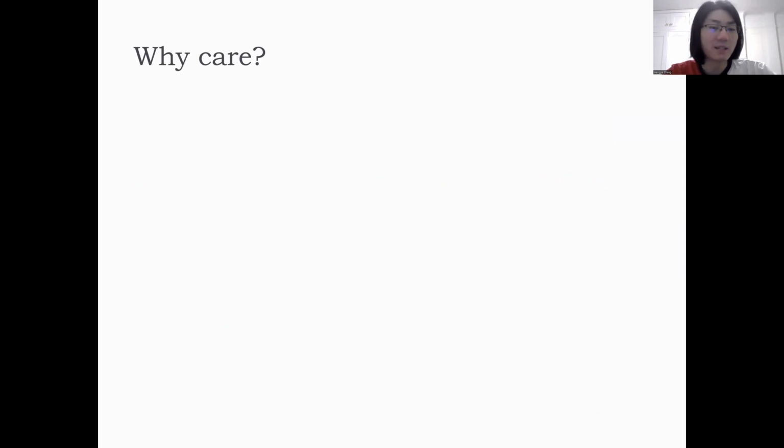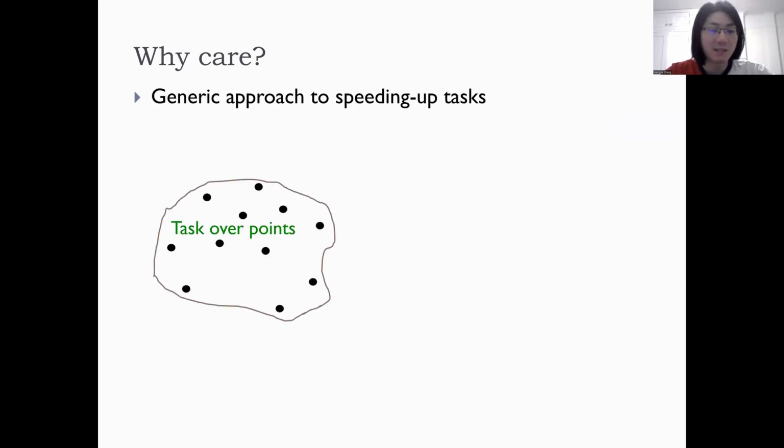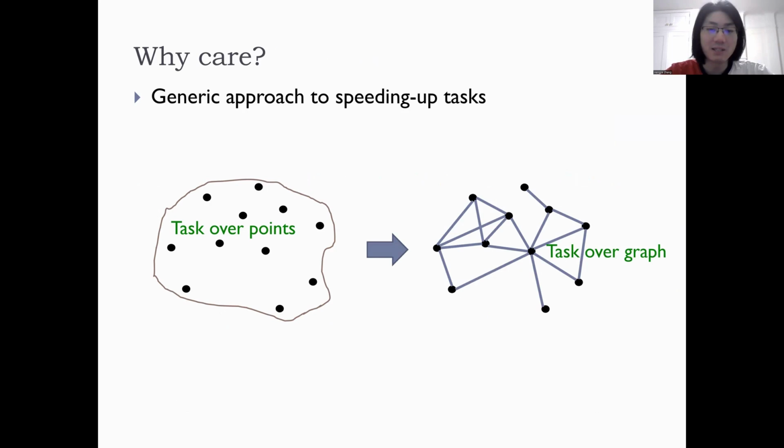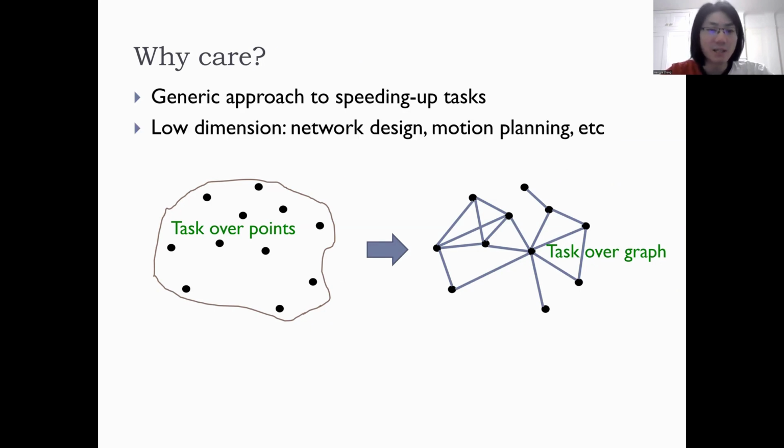And why do we care about the Euclidean spanner? It is because it's a generic approach to speed up tasks. Suppose we're given a bunch of points, and we have a task on the points. Suppose we get a Euclidean spanner from those points, and it's a sparse graph. Then we can do the task on the graph. For the low-dimensional case, early literature suggests that the Euclidean spanner can be used in network design and motion planning, etc.